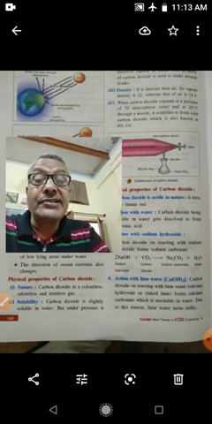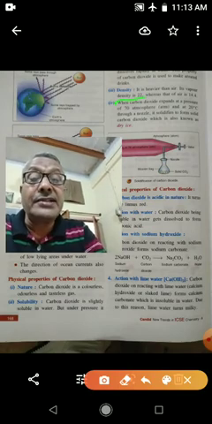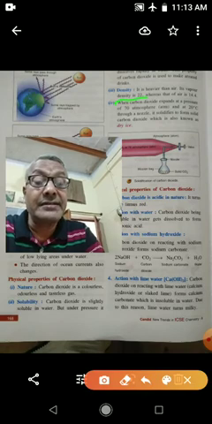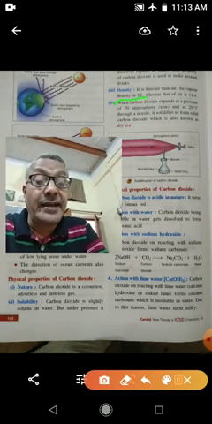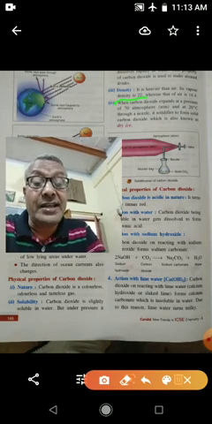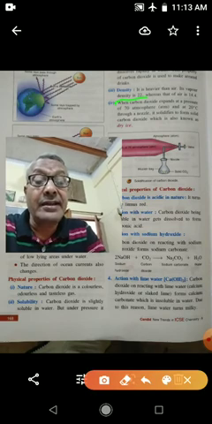Next is density. Carbon dioxide is heavier than air. Its vapor density is 22 and vapor density of air is 14.4. Therefore, we can say carbon dioxide gas is heavier than air.